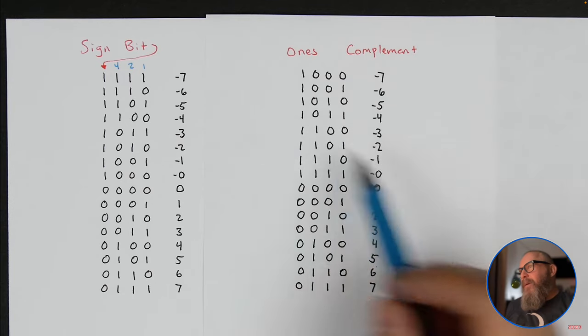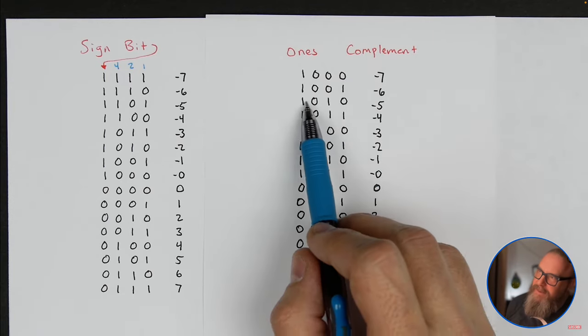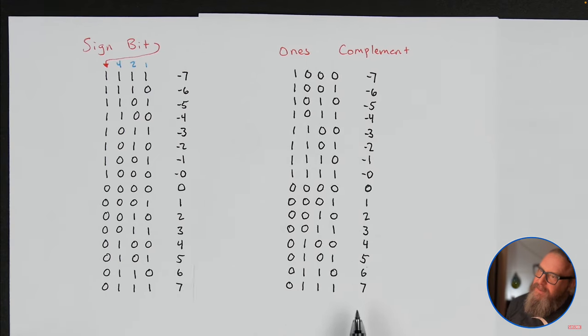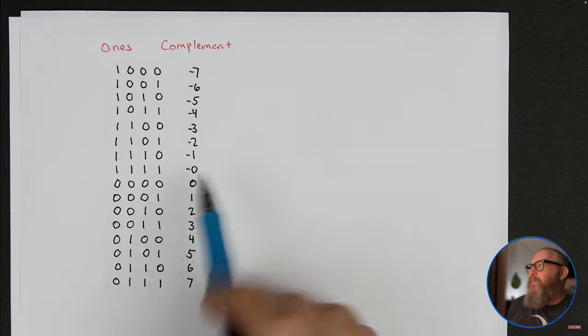And so on. If you look at each of these numbers, so 5 is 0, 1, 0, 1. Negative 5 is 1, 0, 1, 0. So what happens with this? So we still have this kind of strange thing where we have negative 0. And we'll come back to that in a minute.